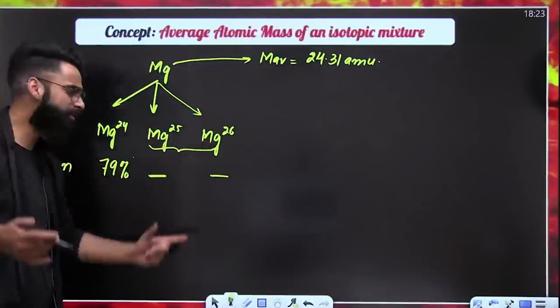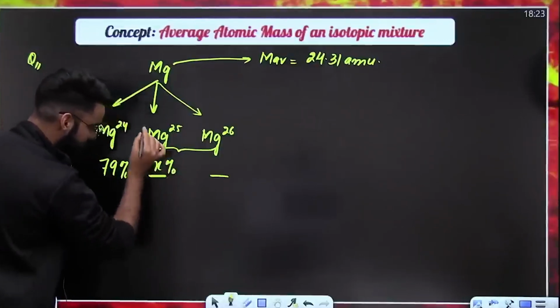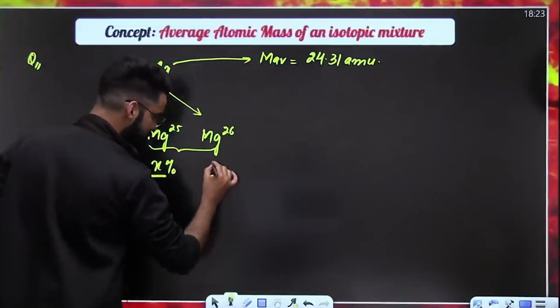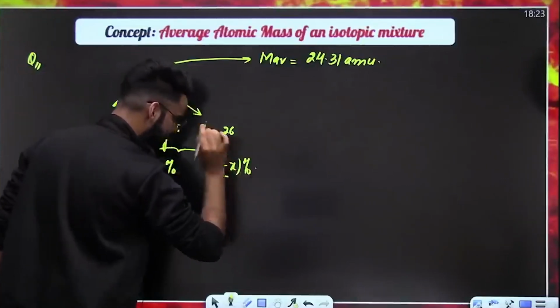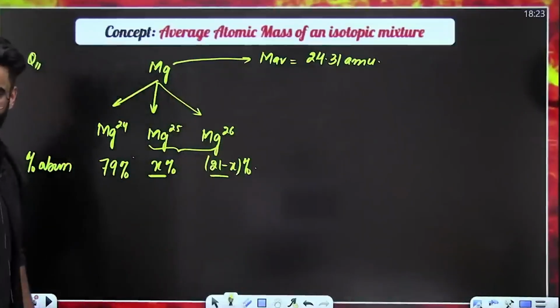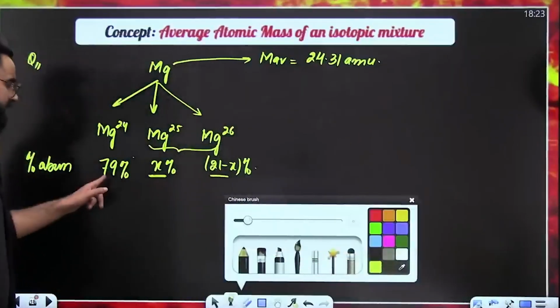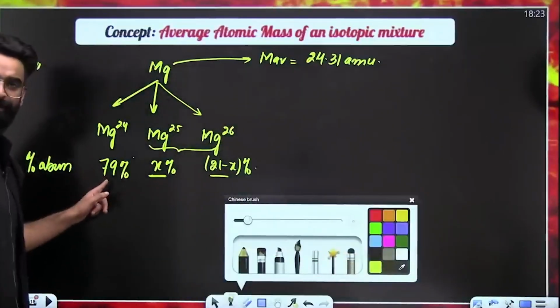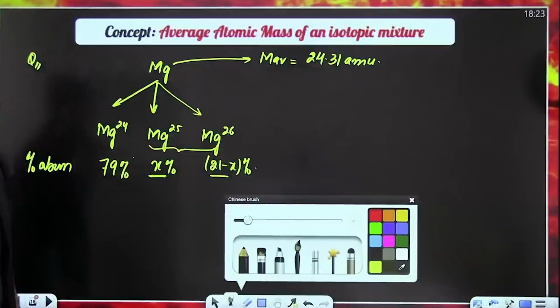So out of that 21 percent, let's assume the second isotope has the percentage abundance of X. So the third one has to be 21 minus X. I hope this particular step is clear to everyone. The first isotope, its abundance is 79. The second one is X. The third one, automatically, has to be 21 minus X.